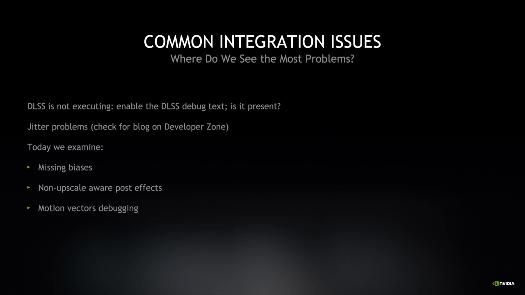The other problem we see often is with jitter. Now, different engines apply different jitter patterns. They calculate their projection matrix in different ways, so that can sometimes lead to problems. It's a little bit detailed. We're going to do a follow-up developer blog, so keep an eye out on that.